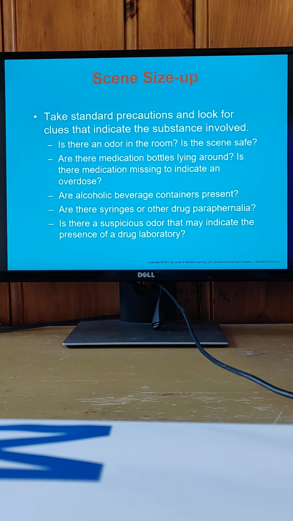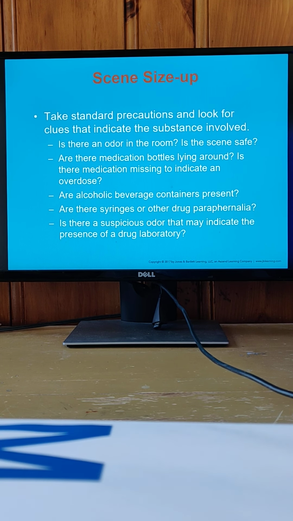Are there any alcoholic beverage containers present? Are there like 3 bottles of bourbon and a bottle of vodka or something like that? Are there syringes or other drug paraphernalia? I already talked about that. Or is there a suspicious odor that may indicate the presence of a drug laboratory? The best way I can describe a meth laboratory, to me, since I've smelled one before, is that it smells like burnt pasta. If you've ever cooked a box of pasta and left it on the stove too long, and almost all the water evaporated and the pasta burned to the bottom of the pan, it smells like that. That's how I remember it.